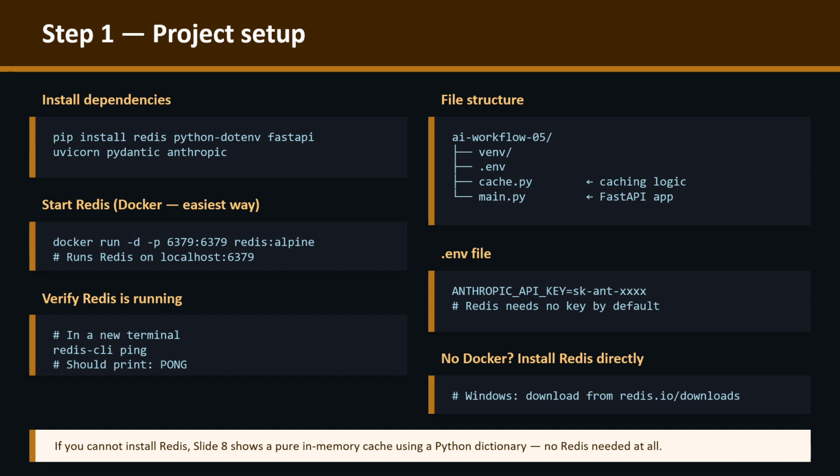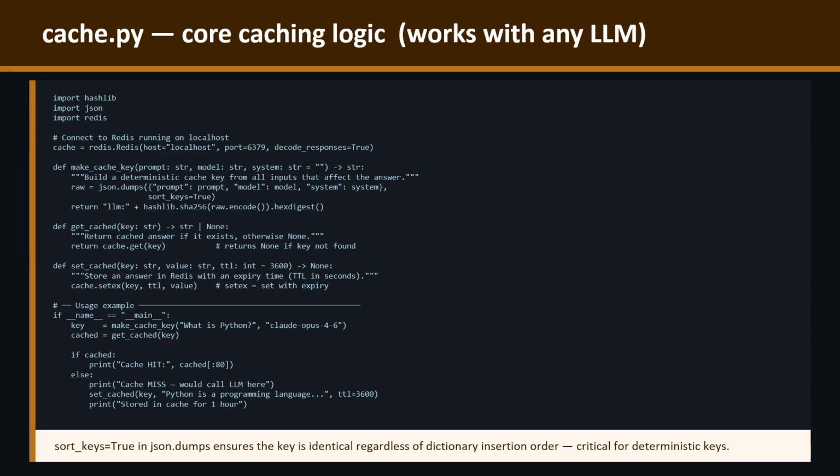Let's create the cache.py file. This file contains 3 functions that everything else uses. The make_cache_key function takes the prompt, model name, and system prompt as inputs. It serializes them into a JSON string using json.dumps with sort_keys equals true, which ensures consistent ordering, then runs that string through SHA-256 hashing and prepends the prefix llm: to the result. This prefix makes it easy to find all LLM cache entries in Redis using pattern matching.